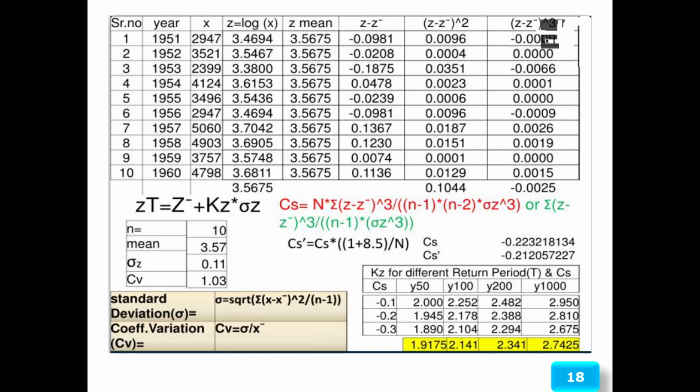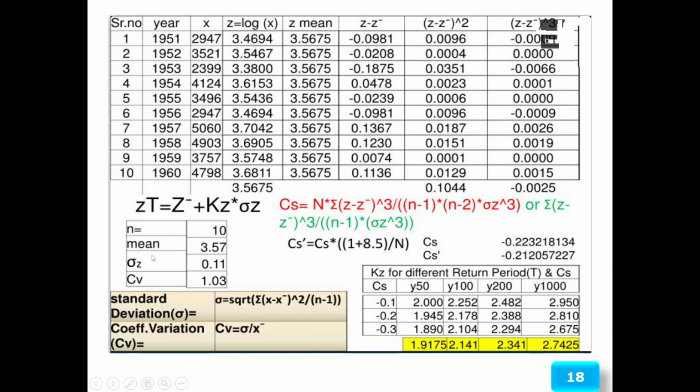Initially, we have to assign the rank based on the years assigned. So if the last 20 years are taken for analyzing the frequency, the first year is given rank 1. Likewise we have to calculate it, and the table will be continuous. z is equal to z bar plus Kz into sigma z.